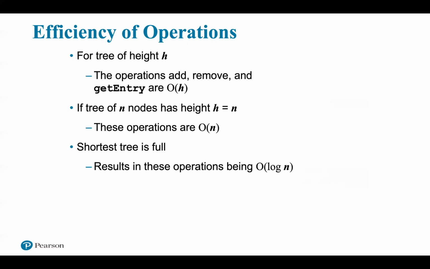So in the worst case, these searches begin at the root and examine each node on the path that ends at a leaf. The longest path from the root to a leaf has a length that equals the height of the tree. Thus, the maximum number of comparisons that each operation requires is directly proportional to the height h of the tree. That is, the operations add, remove, and get entry are all O of h.